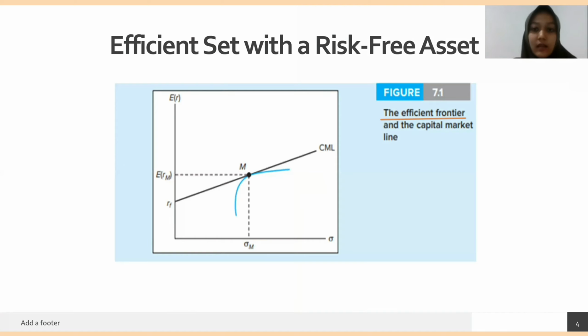So this is the efficient frontier and the capital market line. In this graph, we can see that the straight line is connecting a risk-free asset with the market portfolio, and there is the tangency point between this risk-free asset and the market portfolio. And actually, the risk-free rate is normally taken as the yield on the long-term government bond in the country where the project or company is based.